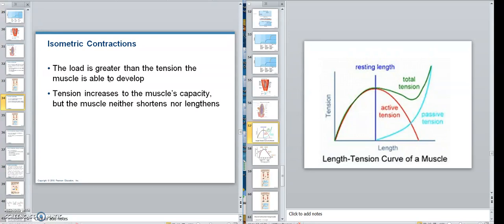Now, the other thing to bring up on isometric: remember, within the muscle are blood vessels going through. If you're doing isometric contractions and you're not changing the length, but the tension's increasing, you're squeezing hard and heavy down on those blood vessels. So prolonged isometric contractions, since you're squeezing on those blood vessels with blood in them, can increase the blood pressure.